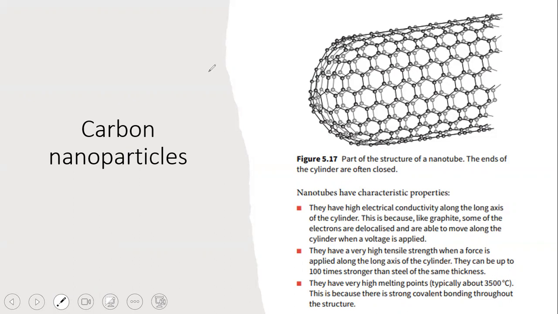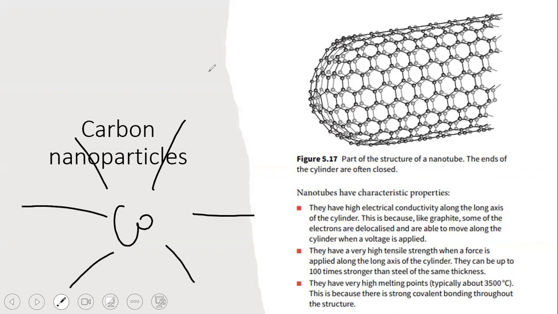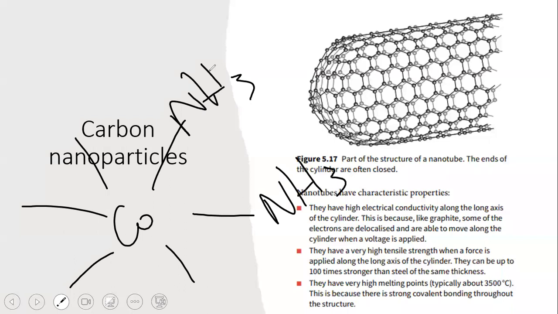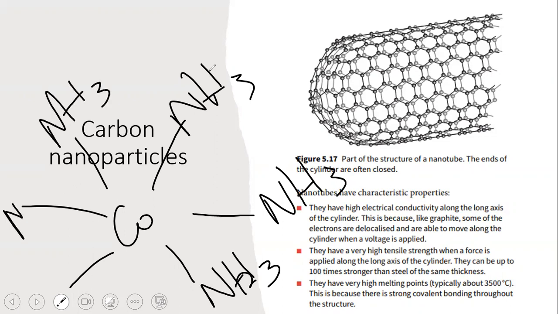So normally what happens is that, for example, you have a metal, for example cobalt, and that cobalt is then surrounded by NH3 on all sides. Isn't hemoglobin in our blood like this? Not exactly. The hemoglobin in your blood is not exactly like this.